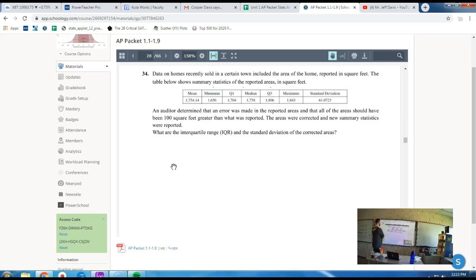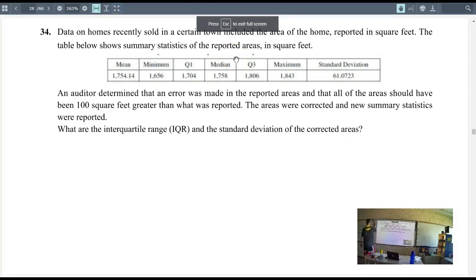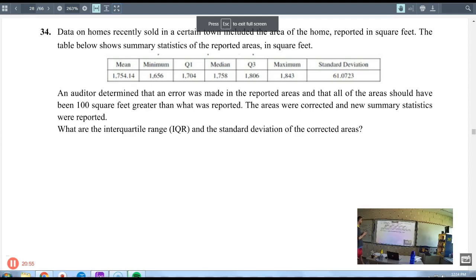34. Data on homes: mean, median, Q1, minimum, Q3, maximum, standard deviation. To determine an error was made and that all of the areas should have been 100 square feet greater than what was reported. The areas were corrected and the new summary statistics were reported. What are the IQR and the standard deviation of the corrected areas? Okay, this is a little tougher one. Again, probably wouldn't be on this test, could be on the next one.